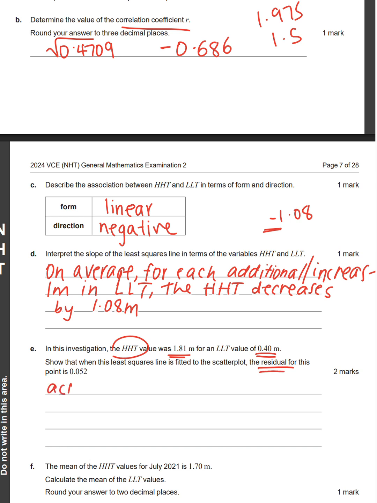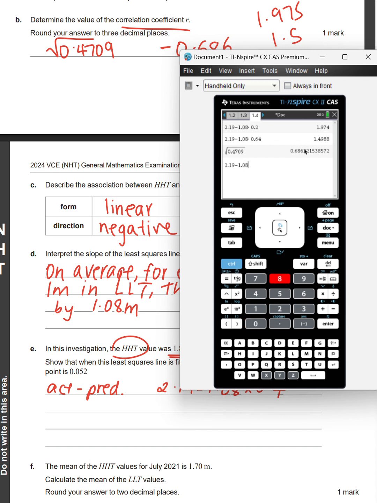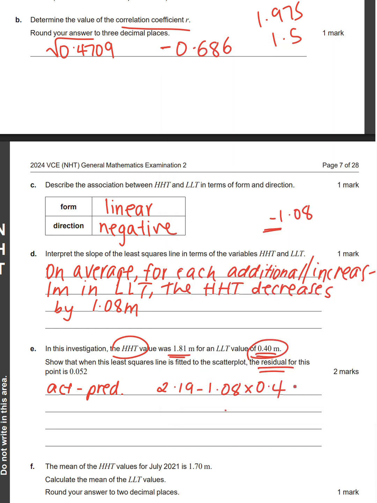So residual is always actual minus predicted, which means I have to find my predicted, and we always predict from X. So we've got 2.19 minus 1.08 times 0.4. We're just going to put that in the calculator. So 2.19 minus 1.08 times 0.4. It's going to give me 1.758 equals 1.758.